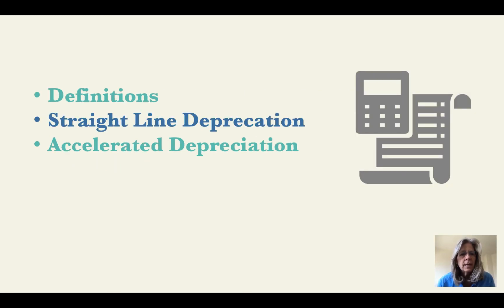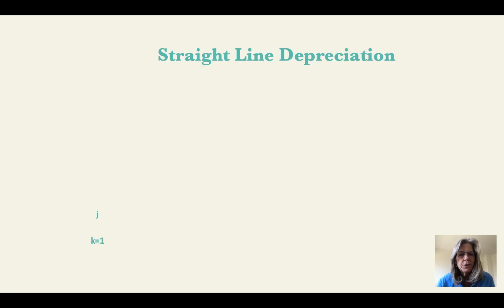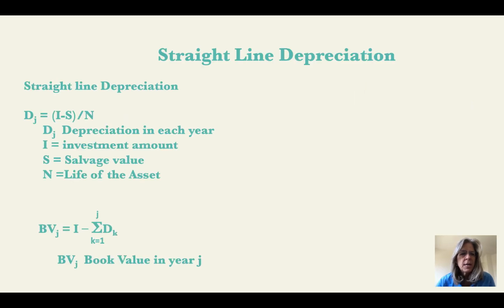We're going to look at straight line depreciation first. Straight line depreciation is where you're depreciating the same amount each year for the whole life of the asset. And this is an expense that will show up on the income statement. I will show you how that works. But what you first need to do is figure out what the depreciation schedule is.